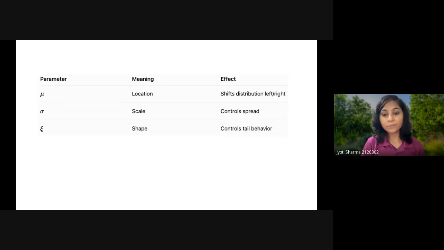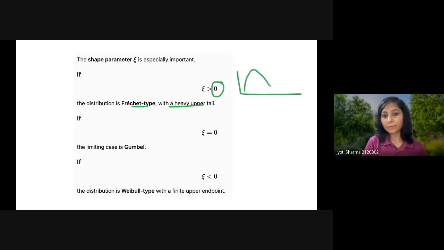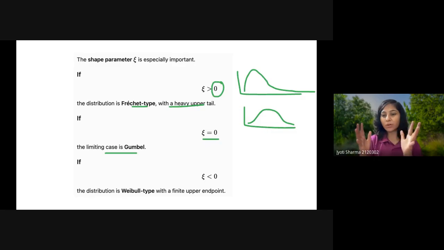Based on this I have questions. If your shape parameter has a value more than 0, then we call this distribution Fréchet type, which has a very heavy upper tail. If your value is equal to 0, then this is the case of Gumbel, where we will not have much tail, so it will be more towards symmetry. If your xi value is less than 0, then the distribution will be Weibull type, and in Weibull type you will have a finite upper bound.